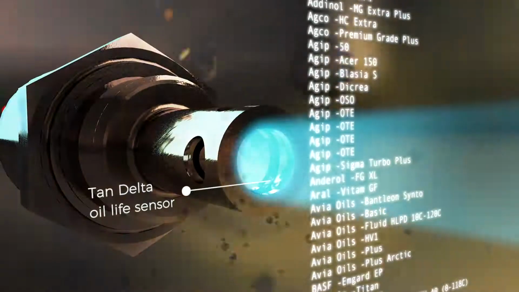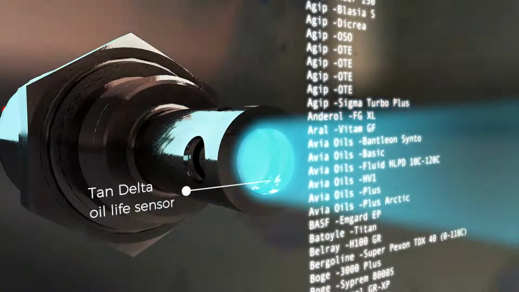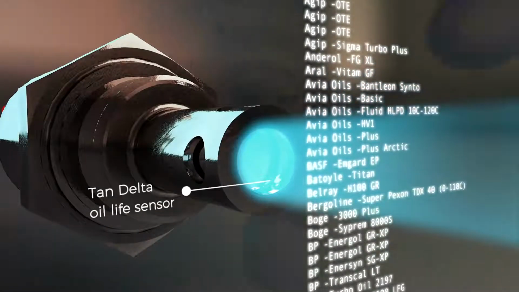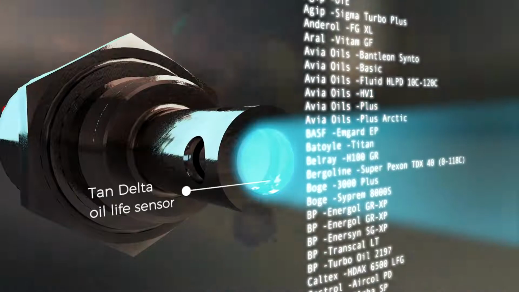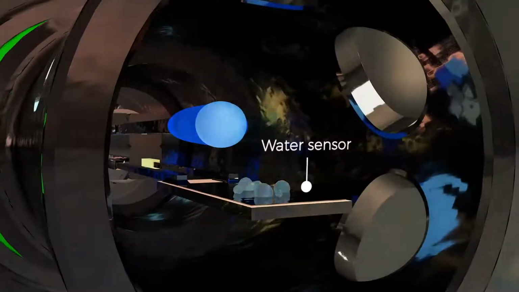The TAN Delta oil life sensor monitors the overall oil condition, giving unparalleled sensitivity and accuracy, drawing upon over 500 common industrial oil life profiles, also with the ability to self-calibrate. While the relative humidity sensor analyzes moisture content.